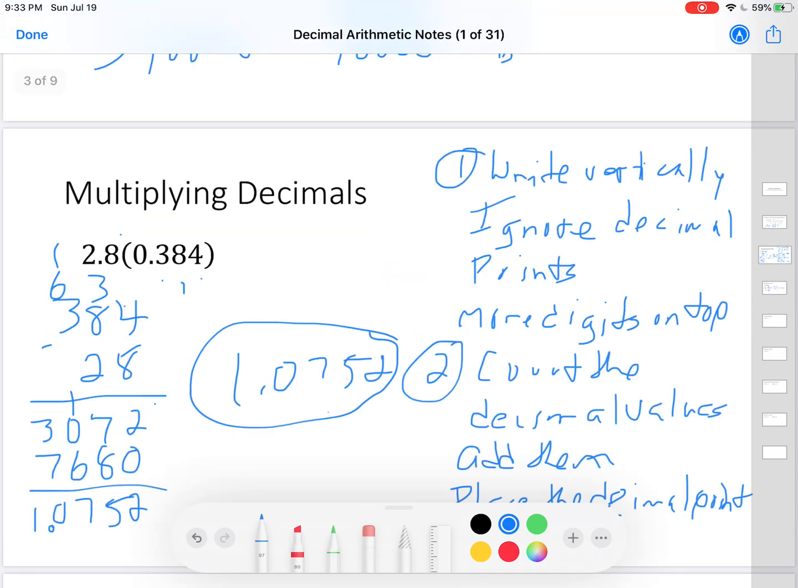Now, what if this was negative 2.8? That would just make this negative 1.0752. And what if this was negative 0.384 also? Well, that would just be positive 1.0752. Doesn't make any difference. One negative is negative, 2 negatives makes positive. You can handle that. That's how to multiply decimals.